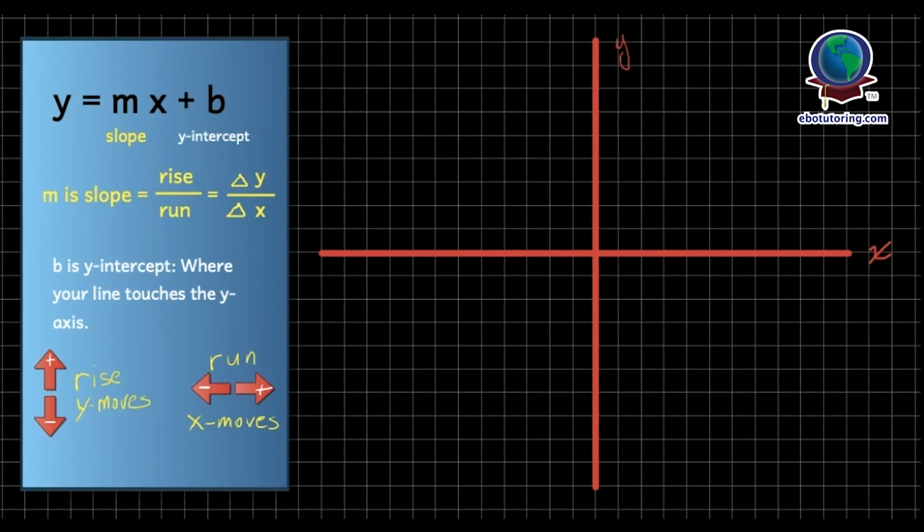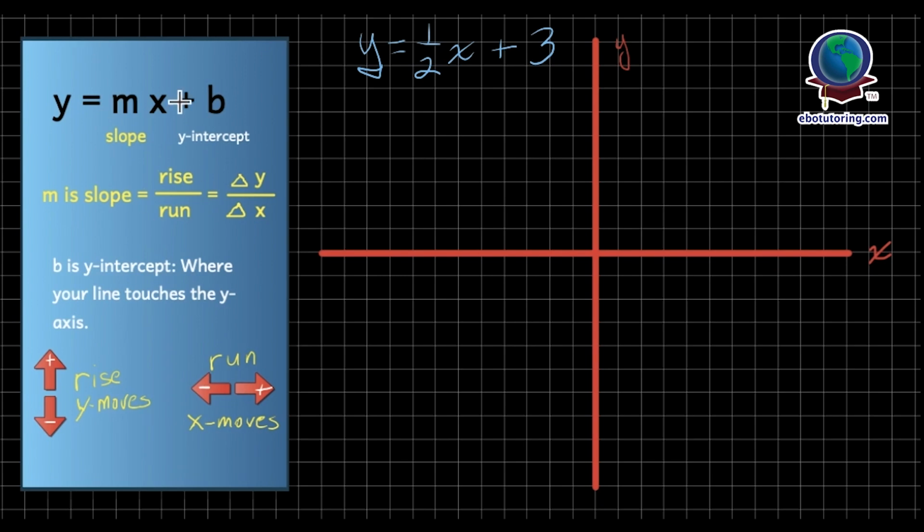Let's try another one, shall we? Here we go. So now we have another line. I'm going to put another equation up here. Let's try another easy one. Let's do 1/2 y equals 1/2 x plus 3. Okay, so we have the numbers we need to pay attention to.